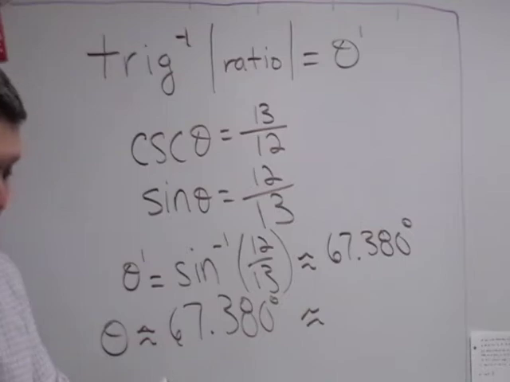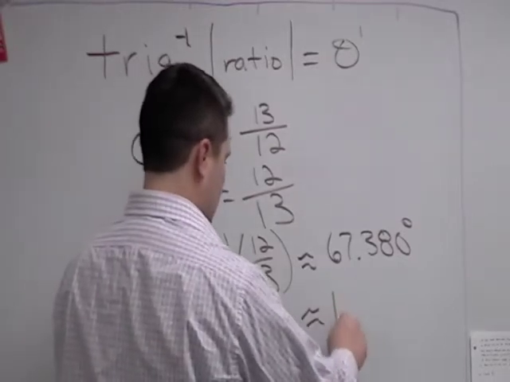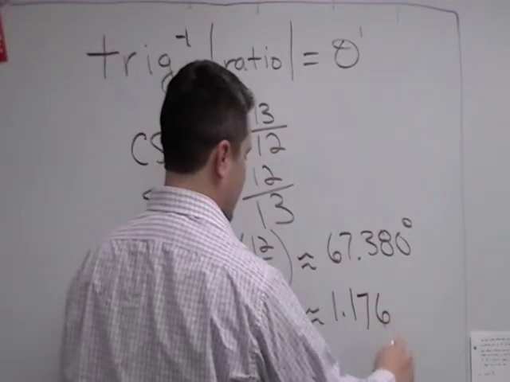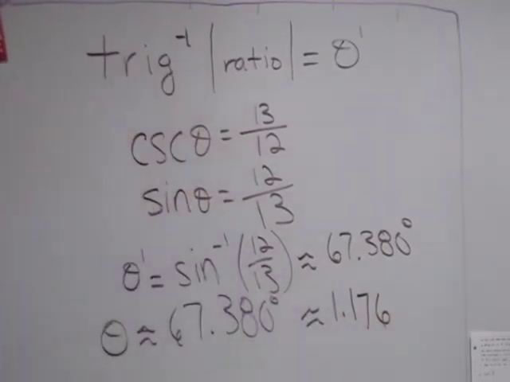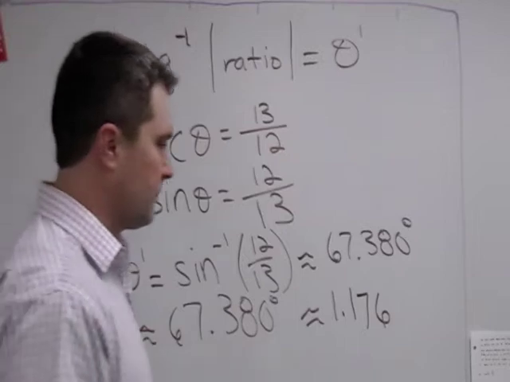I'm just going to take what I got on the calculator, multiply it by pi, and divide it by 180. And that's going to be about 1.176 radians. Okay? That's showing up all right. The last one might have gotten cut off a little bit, but that's it for those two.